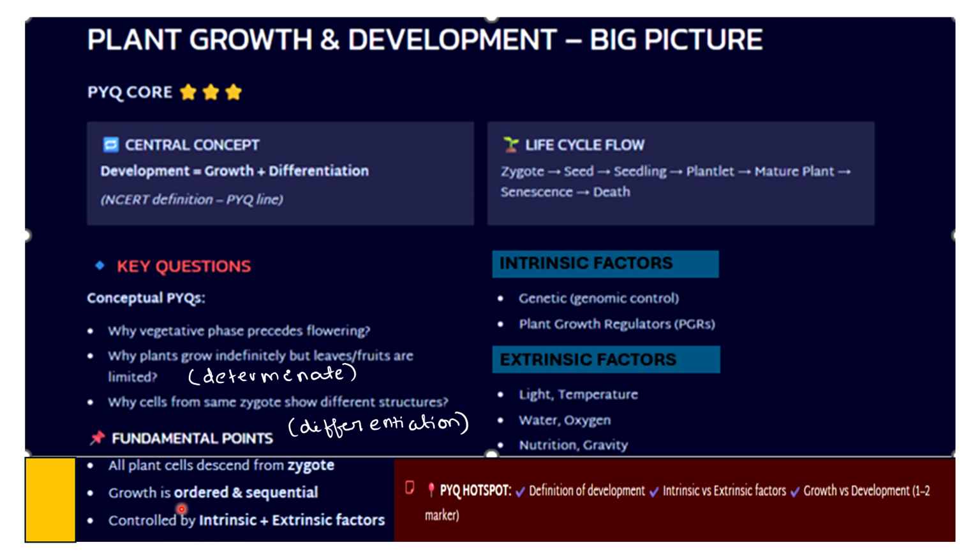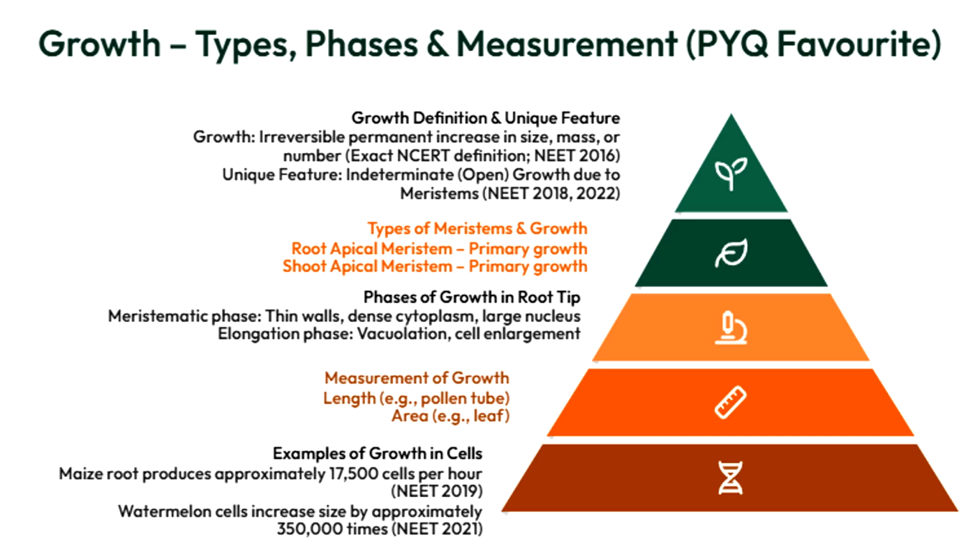Then the important fundamental concepts are: all the plant cells descend from the zygote. The growth is very ordered and sequential, and it depends upon intrinsic or internal factors, which include genes and the plant growth regulators. Then we have external or extrinsic factors. Examples are light, temperature, water, oxygen, nutrition, and gravity.